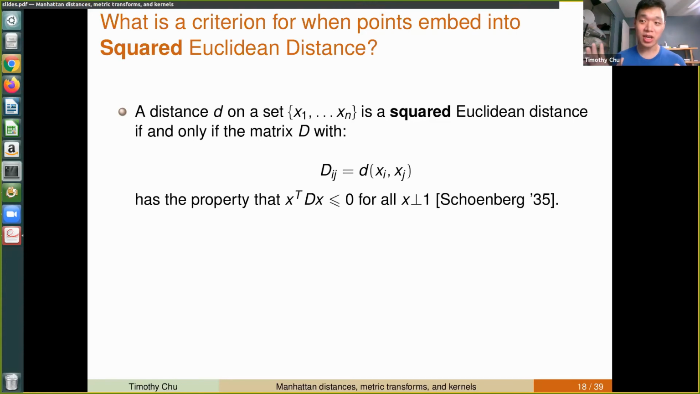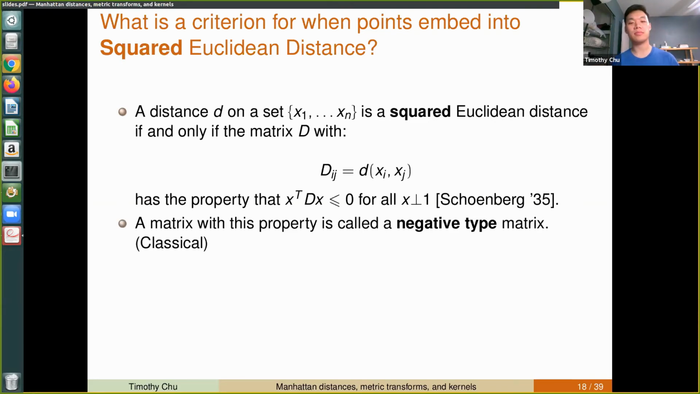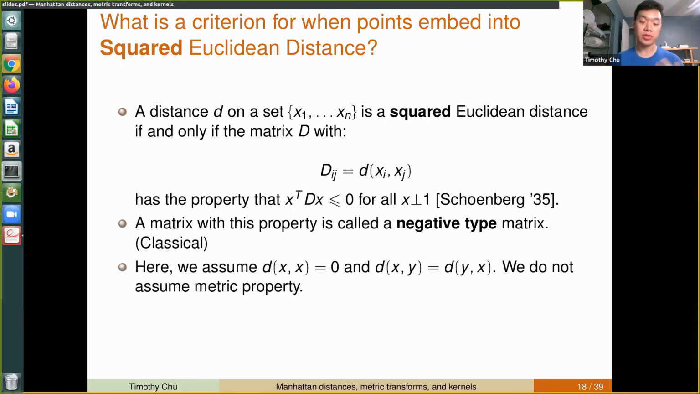Now, this is a fairly complicated criterion, but this is known in the literature as being a negative type matrix. And I should emphasize the reason we're talking about squared Euclidean distances instead of just Euclidean distances is that the theorems are just a little bit easier to state when we talk about embedding into squared Euclidean distances. So here, we're assuming that the distance between a point and itself is 0, and the distance is symmetric. But we're not necessarily assuming the metric property. And indeed, squared Euclidean distances don't necessarily obey the metric property.